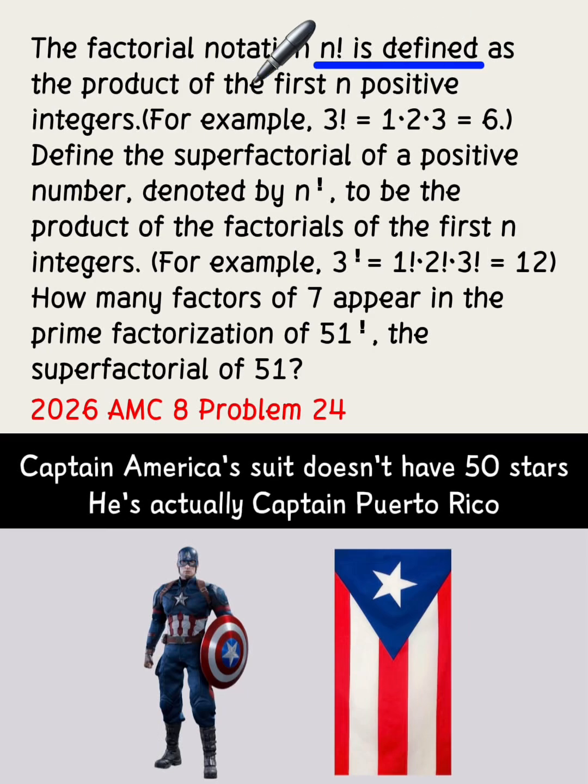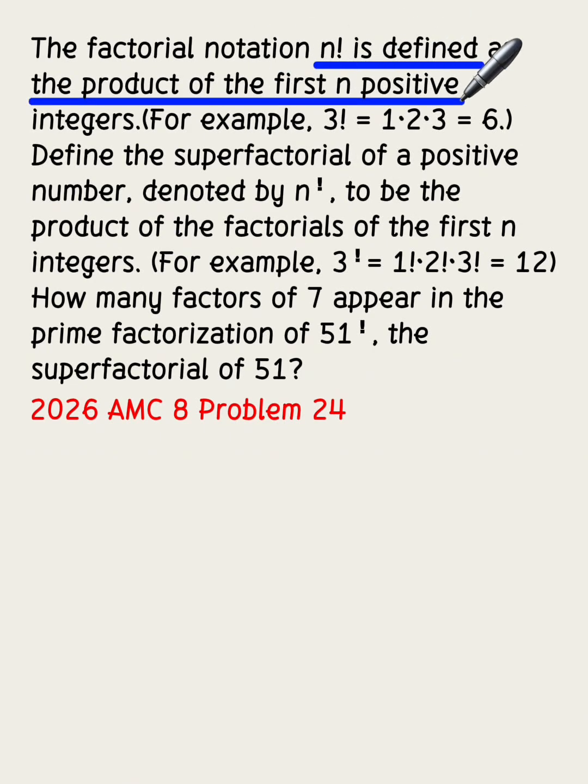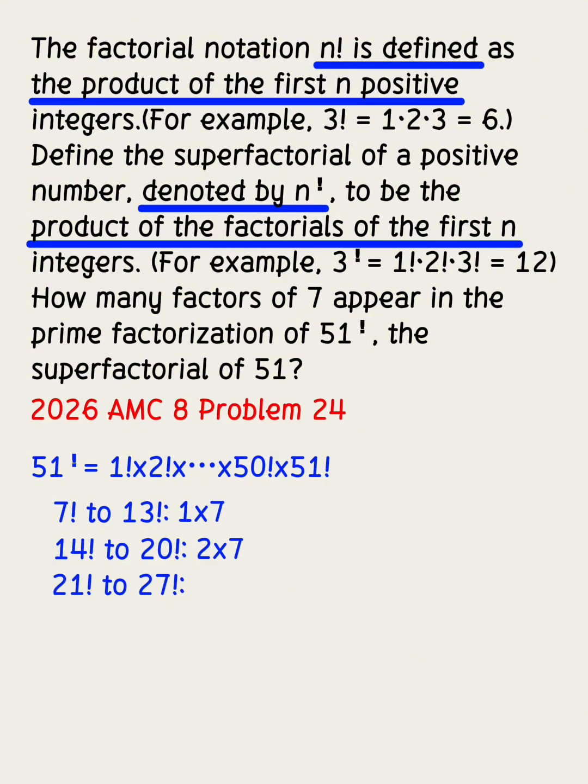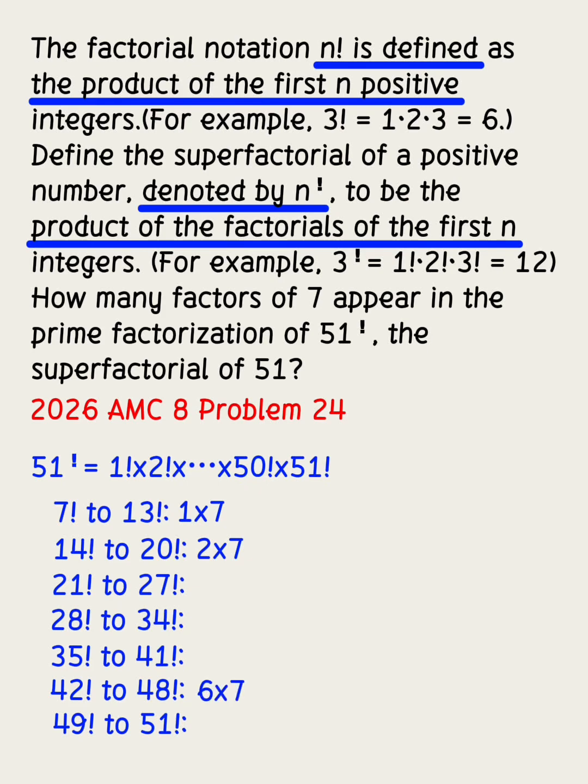Here, n factorial is the product of the first n positive integers. The superfactorial is the product of the first n factorials. How many factors of 7 are in the superfactorial of 51? Be careful, 49 contributes to factors of 7.